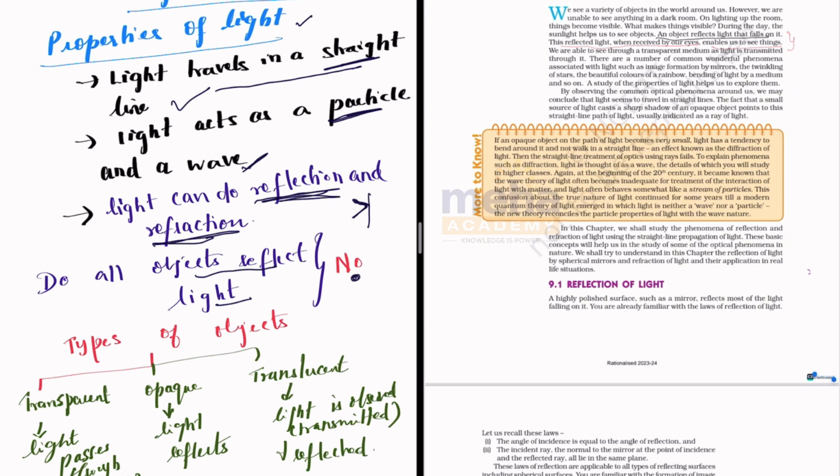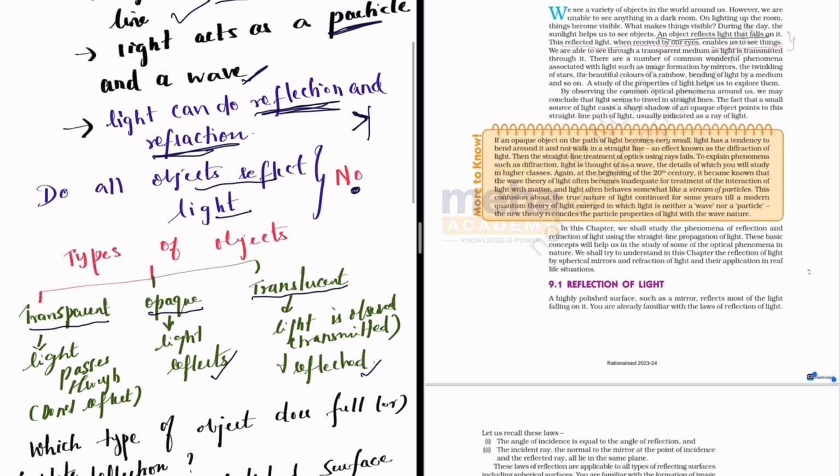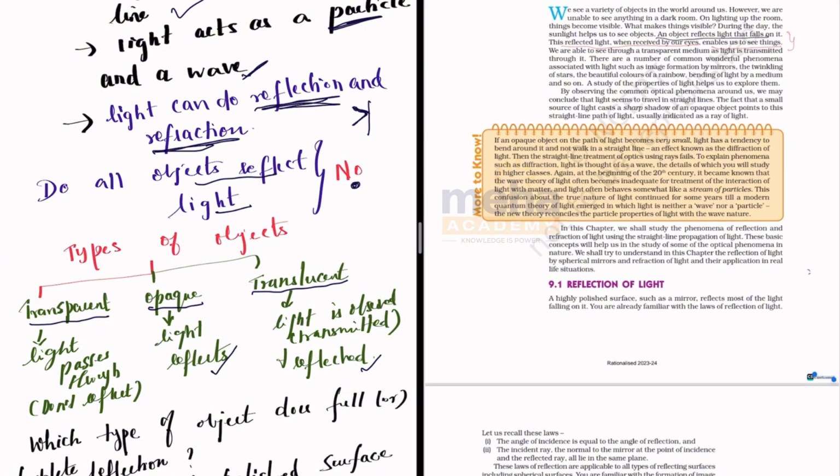Because there are three types of objects, as you know. One is called a transparent object. Here the light passes through the object so that we can see the other side. An opaque object is going to reflect the light. A translucent object partially allows the light to pass through and the remaining light gets reflected. So that is the reason we say not all objects reflect light.